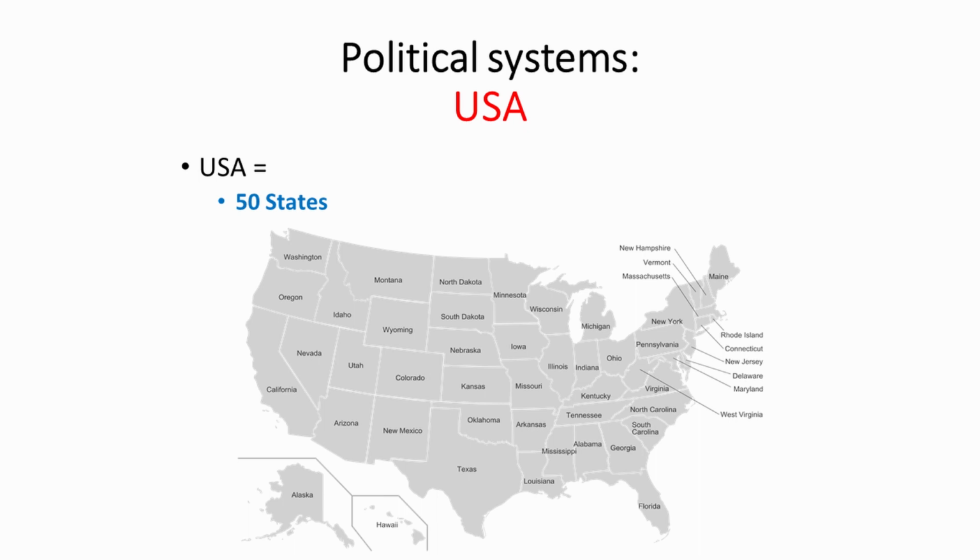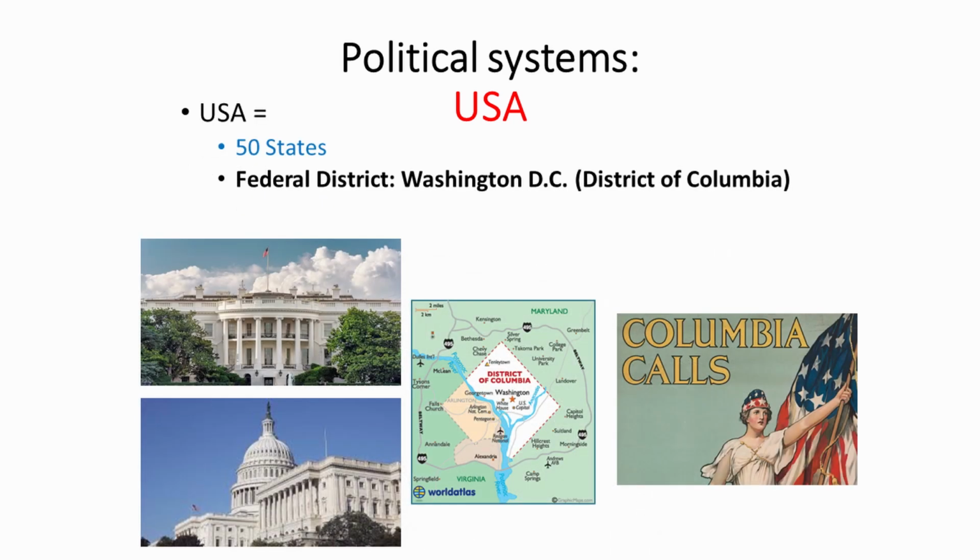The largest state is Alaska. The smallest state in scale is Rhode Island. And for example, the most populous state is California on the west coast. So what are the other entities other than states? There's also the federal district.